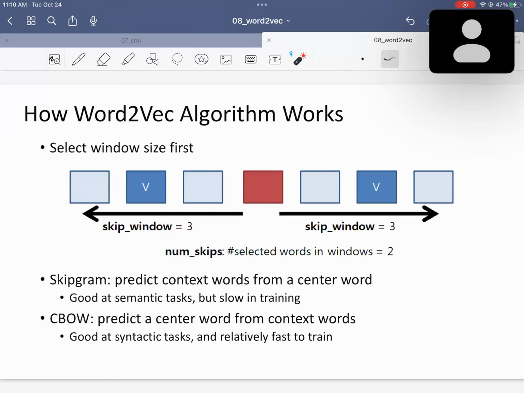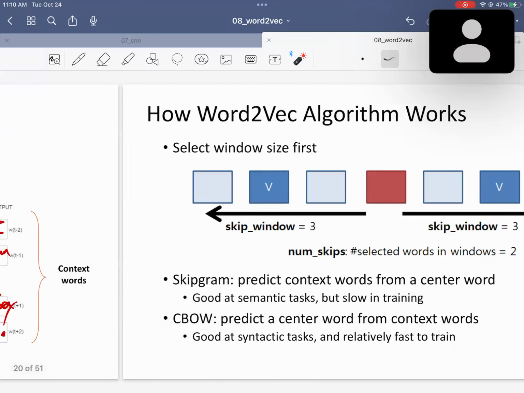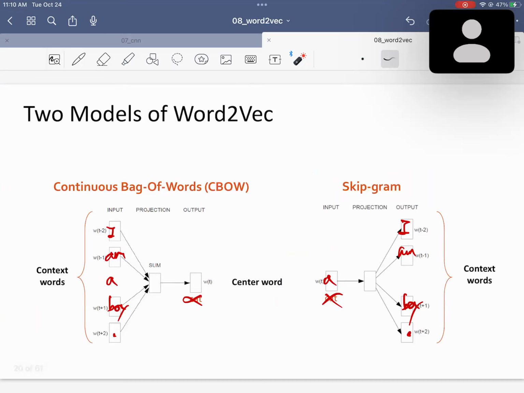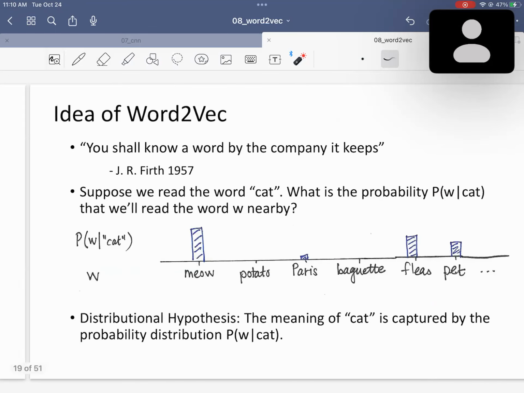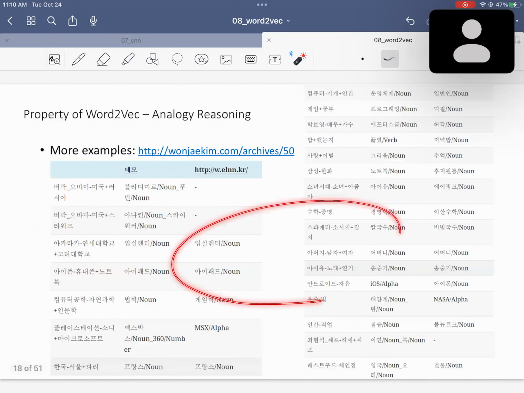Why do you think skipgram is superior to CBOW? Actually, that's a good question. Does anybody know the answer to it? This could be your quiz. Does anybody know why skipgram is superior to CBOW in terms of this kind of operations here?